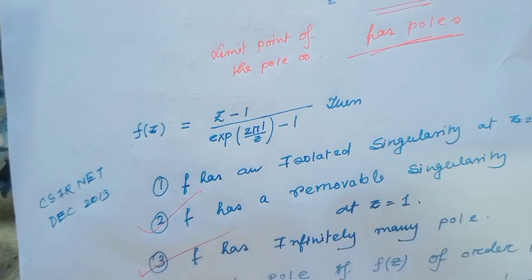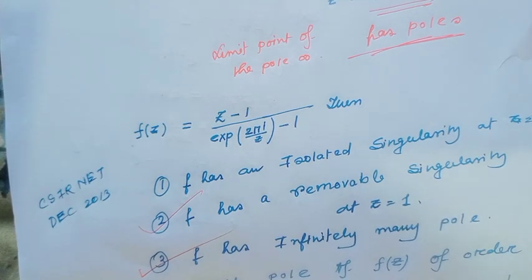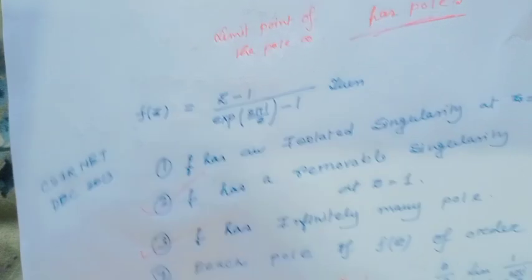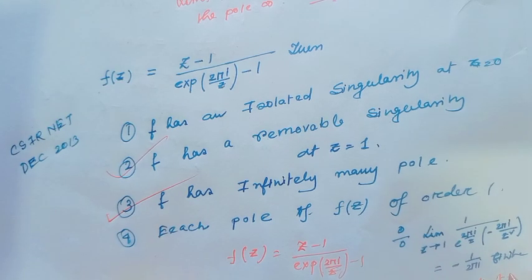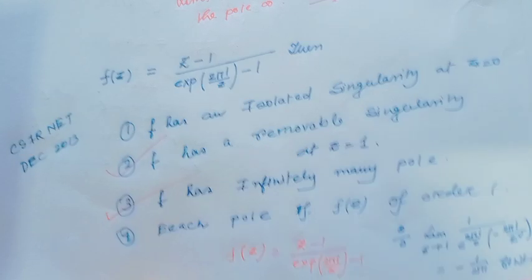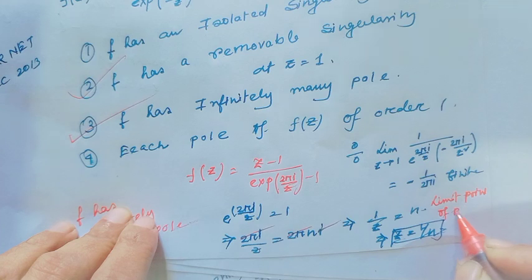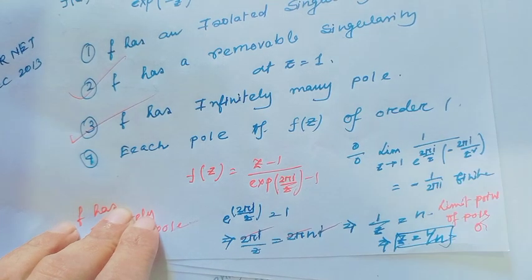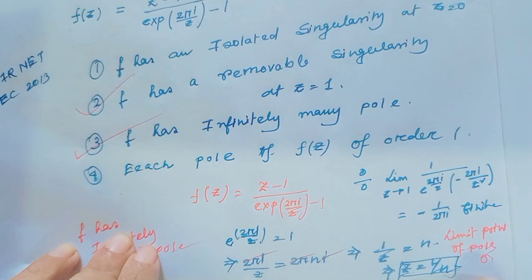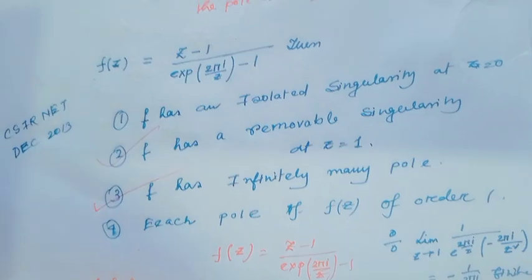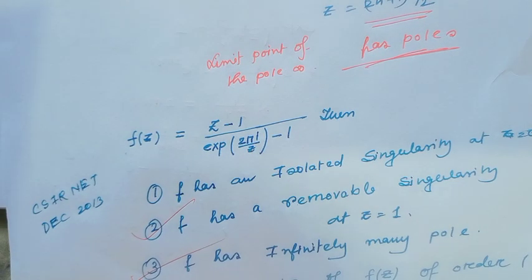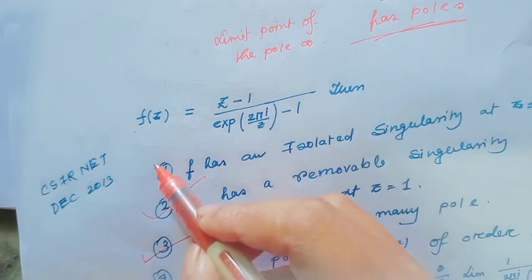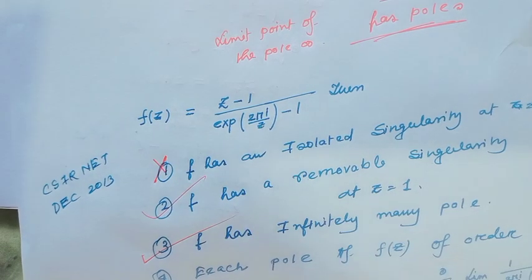See option 1. Here z equal to 1 over n are the poles and the limit point of the poles is 0. And the limit point of poles is always a non-isolated singularity. So the claim that f has an isolated singularity at z equal to 0 is a wrong option. It is a non-isolated singularity.